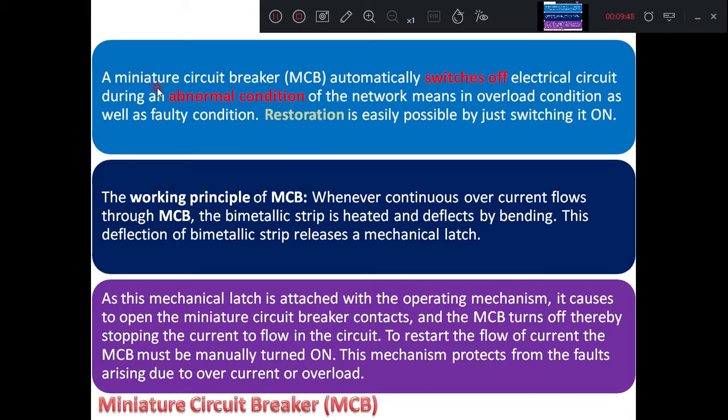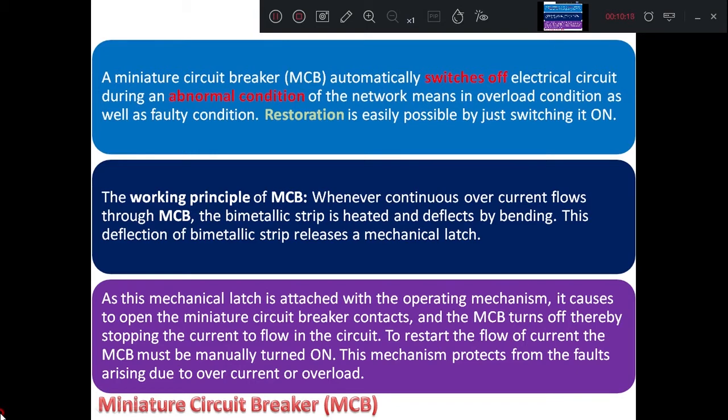At the same time, once the fault is cleared, restoration is very easily possible using the circuit breaker, just by switching it on. In the event of a fault, the circuit breaker automatically goes into the off position. Once the fault is cleared, once again you can bring it back to its on position. But that is not possible in the case of the simple fuse, as it is blown out.